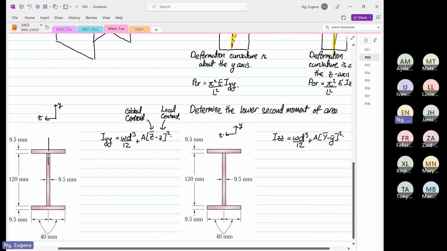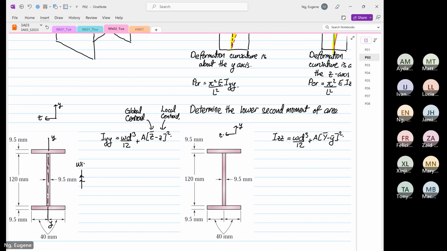And from here, we know that this is exactly the centroid because the top and bottom half are the same in geometry. So this is our YY axis. If that is the YY axis, the geometry that is parallel to the YY axis is known as the width. The geometry that's perpendicular to the YY axis is always the what? It's always the depth. Okay.